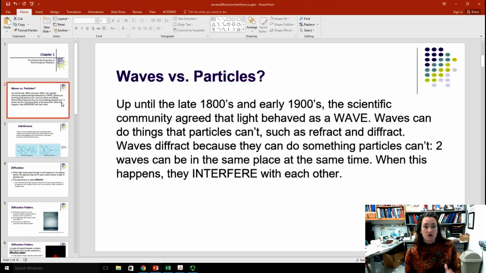So, first, waves versus particles. Up until the late 1800s and the early 1900s, the scientific community agreed that light behaved as a wave. And this was because they noticed that light did certain things that particles couldn't do. Specifically, waves can refract and they can diffract. Now, waves diffract because they do something that classical particles at least can't do, and that's that two waves can be in the same place at the same time. And then when this happens, those waves interfere with one another.